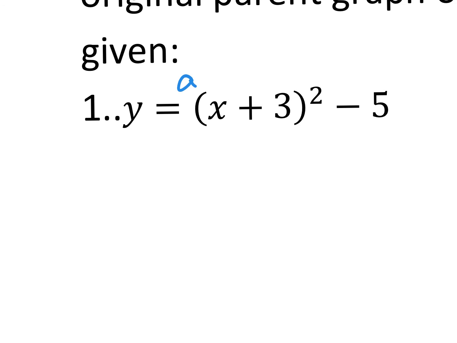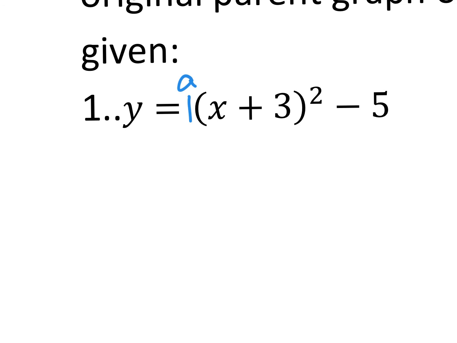So does this get reflected over the x-axis? The answer is no. Why not? Because the A value is not negative. The A value is +1. Okay? So it did not get reflected over the x-axis. We don't write that down. We just ignore it. Or not ignore it, but you just move on to the next question.